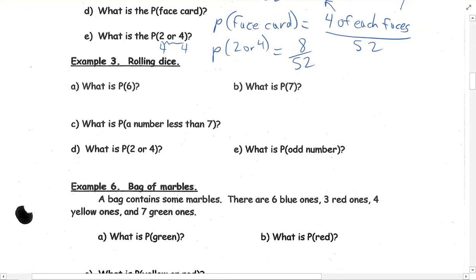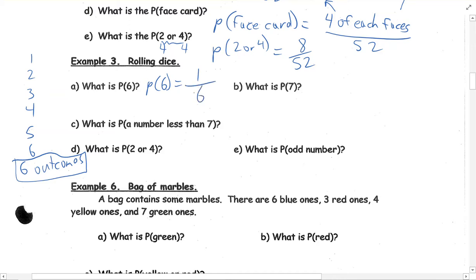So when you're rolling a dice, you have the numbers 1, 2, 3, 4, 5, 6. There are 6 outcomes possible. Okay. So when you're doing these, there are 6 outcomes possible. So probability of rolling a 6? Well, probability of a 6, there is 1 6 on the dice. There's 6 possible outcomes, so it's 1 over 6.